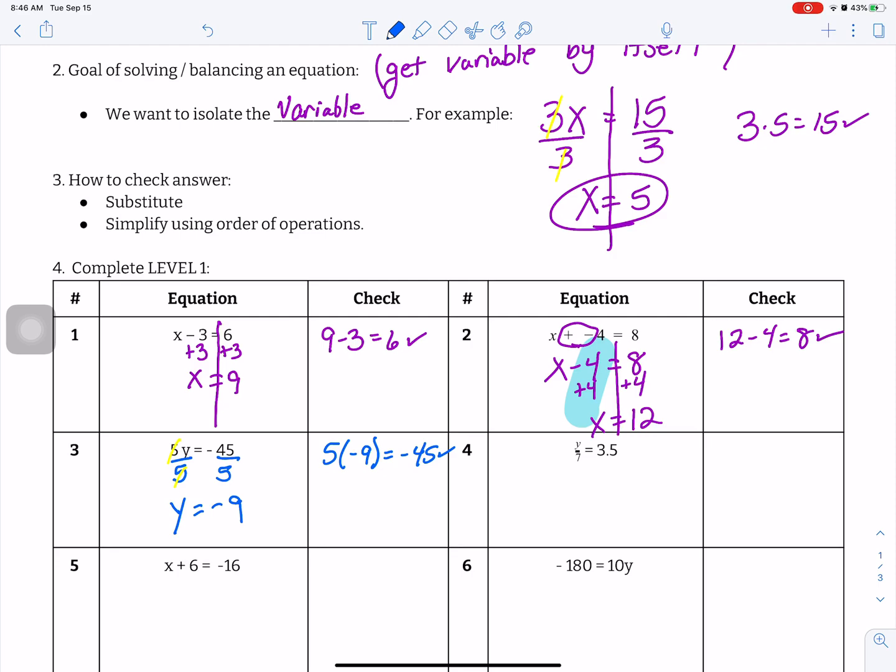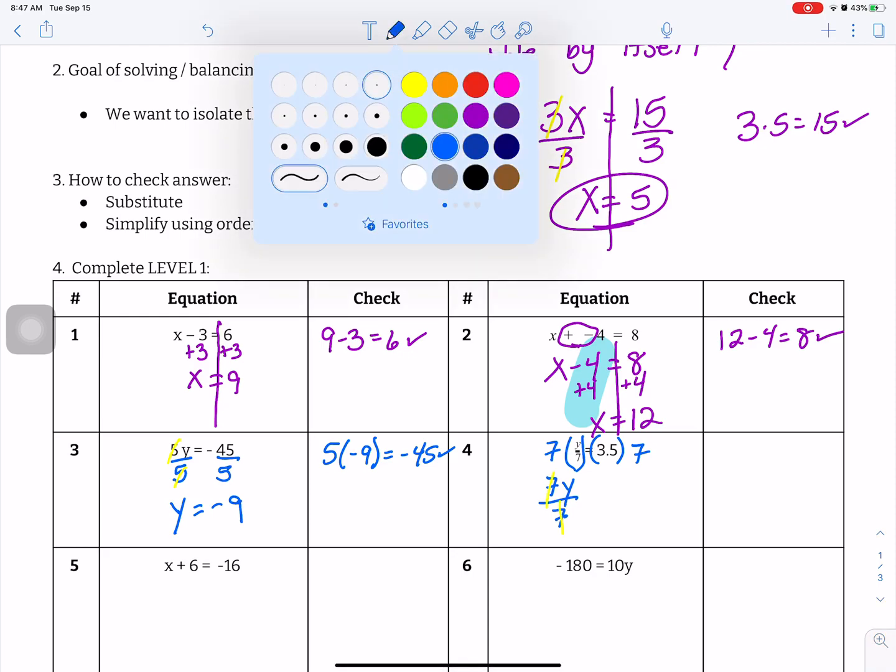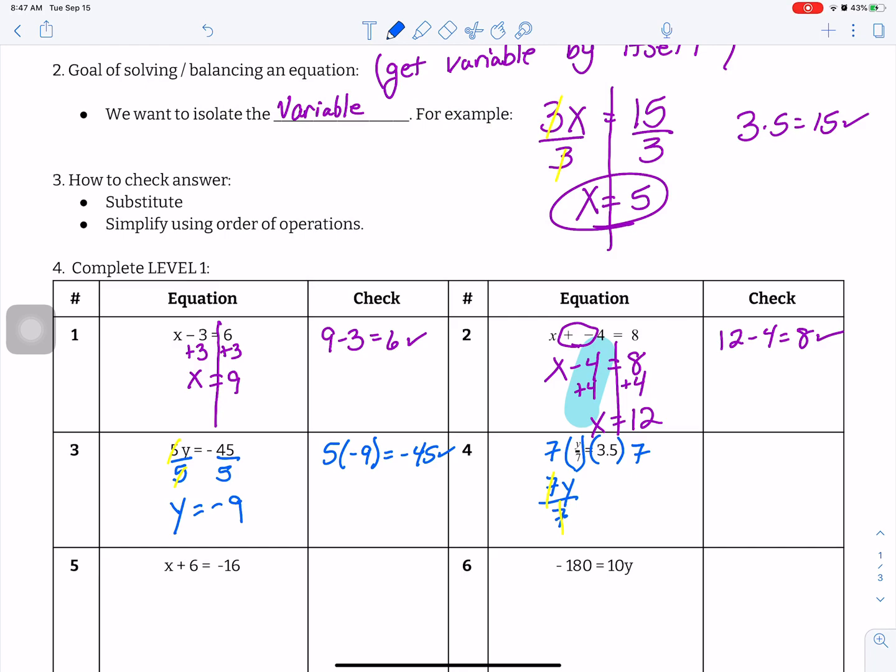Number 4, we have y divided by 7. And up above, we said the opposite of dividing is multiplying. So I'm going to multiply both sides by 7. On this side, I get 7y divided by 7, which means that these 2 7s cancel out. Again, that's the only reason why I'm multiplying, so that I can get those pieces to cancel out. On the other side, I need to put in my calculator 3.5 times 7, and I get 24.5. So y equals 24.5. I always want to have a clean version of whatever I'm doing here at the end.